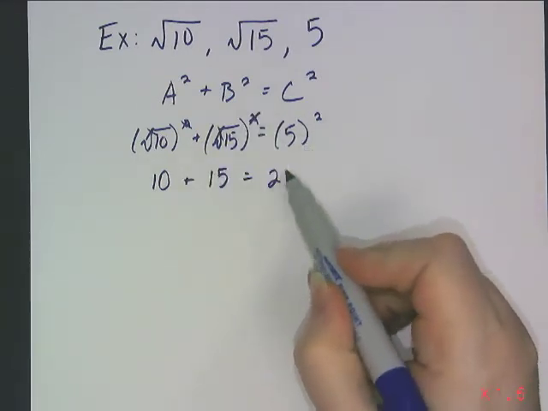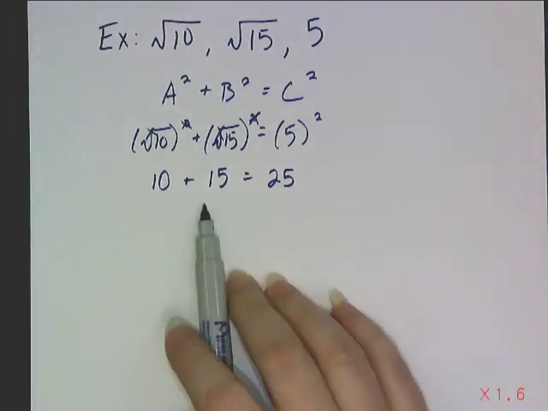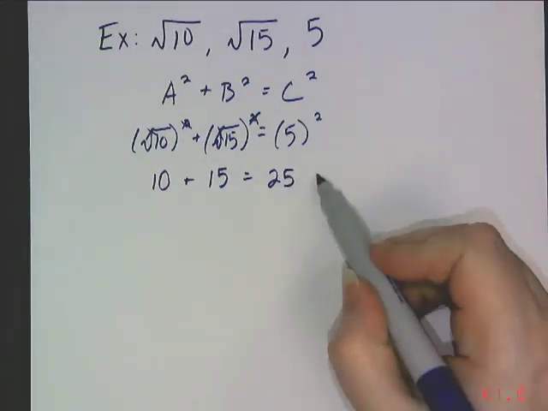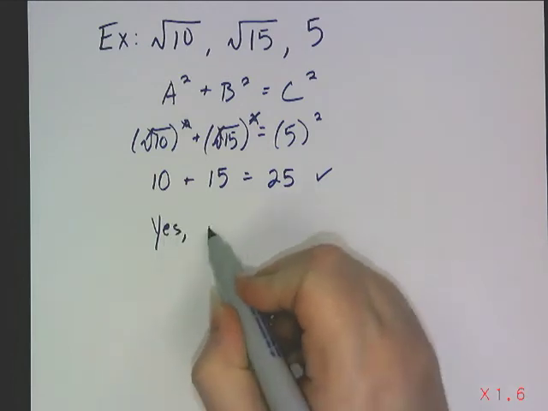5 squared is 25. So I check. 10 plus 15, does that equal 25? It sure does. So yes, it's a right triangle.